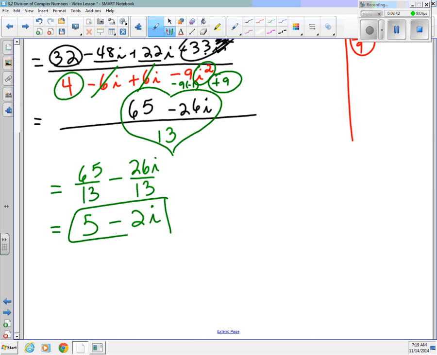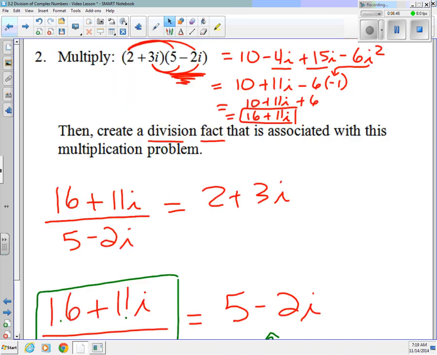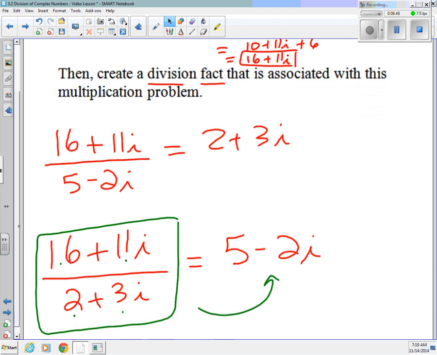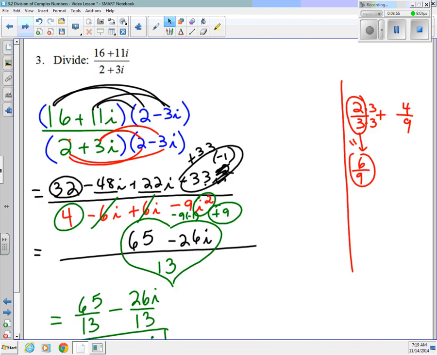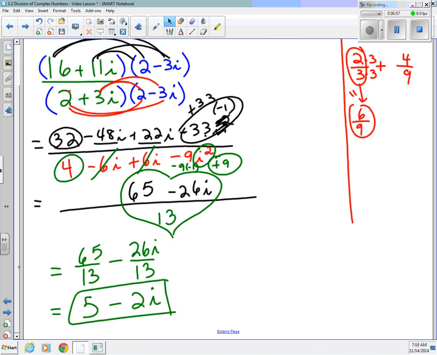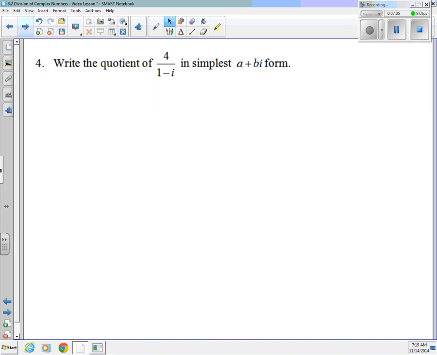And here's our answer from before. If we remember, we saw this as a division problem before, that when I took 16 plus 11i and divided by 2 plus 3i, we got 5 minus 2i. But here, the benefit of this is that I didn't need to know the answer ahead of time. If we multiply by conjugates, we can actually simplify and get the answer. And that's basically the gist of this. So I'm going to do a few more problems with you just so you get the idea, and then you're going to be on your own here.